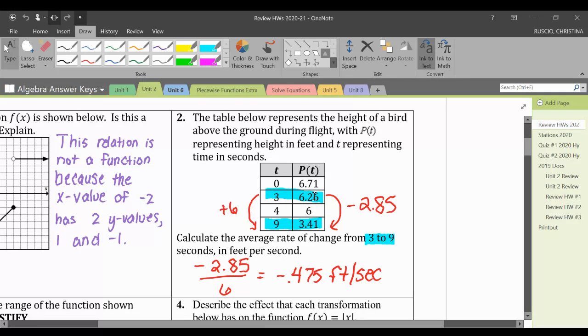So what I want to do is figure out how did I get from 6.26 to 3.41? I subtracted 2.85. How did I get from 3 to 9? I added 6. Average rate of change is slope, and slope is always y over x, rise over run, so that's why I divided these two. And I got -0.475 feet per second. That was a good thing to use your calculator on.